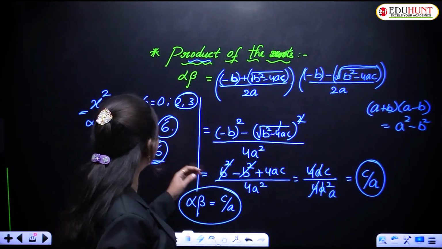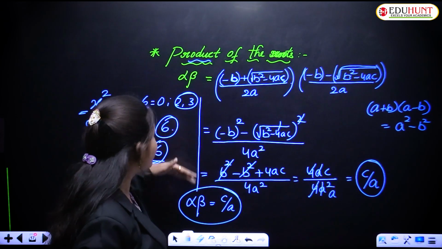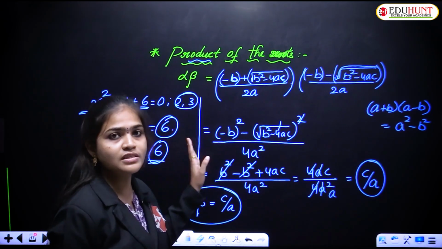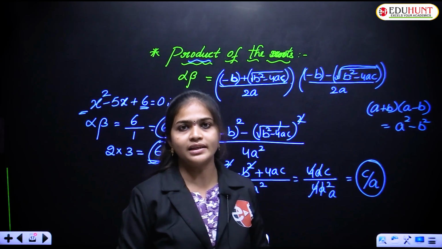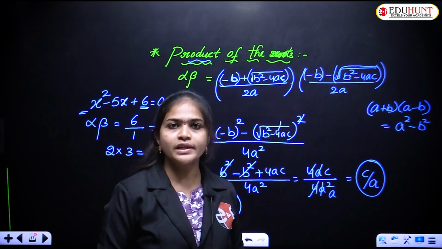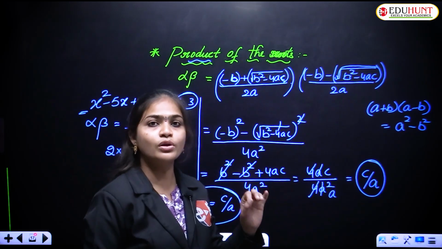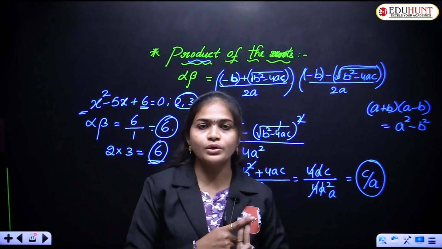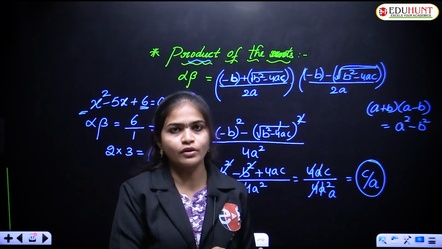Understand? So without doing all this process, directly we can find the sum of the roots, the product of the roots, and the difference of the roots. Understand? So in this video we learned 3 formulas. What are those? One is the sum of the roots, the next one is the difference of the roots, and the next one is the product of the roots.